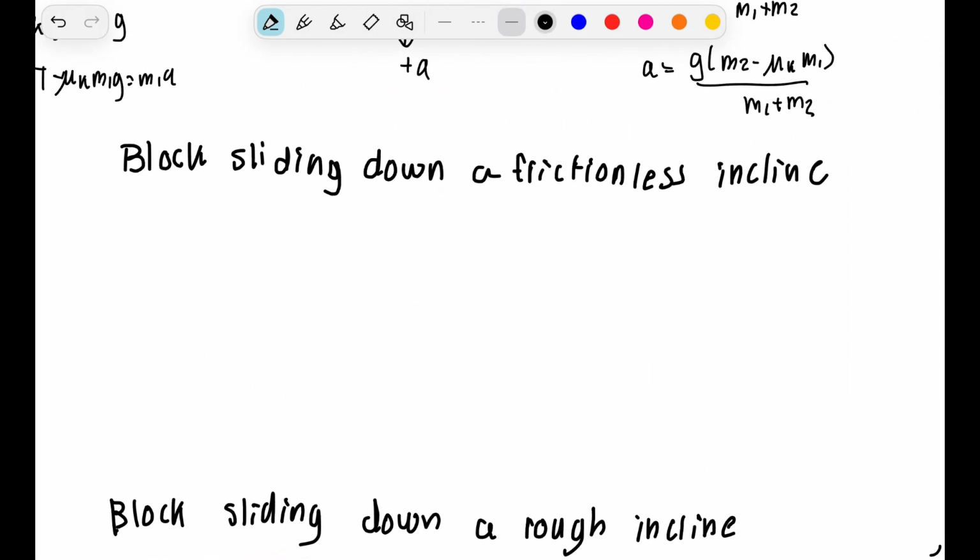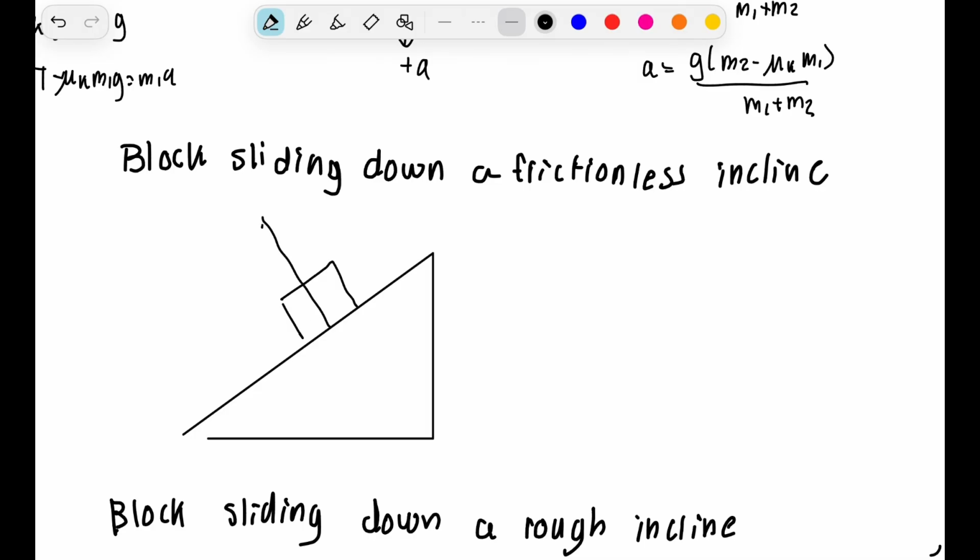What about a block sliding down a frictionless incline? Okay, so for incline problems, you have a block without friction. You have normal force here at the center of mass. You also have an mg cosine theta. And that's your mg sine of theta.